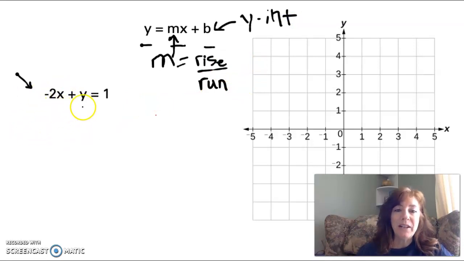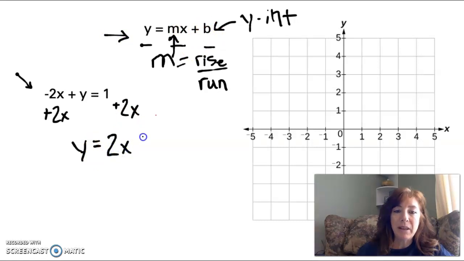I will take my first equation and solve for y. Negative 2x is added to y, so I'm going to add the opposite, 2x, to both sides of the equation, and I get y equals 1 plus 2x, but I want it to be in the format where my x term is first and then my number. So y equals 2x plus 1. Now I have it in what's called slope-intercept form. m is my slope, that's the number 2, and 1, or b, is my y-intercept.